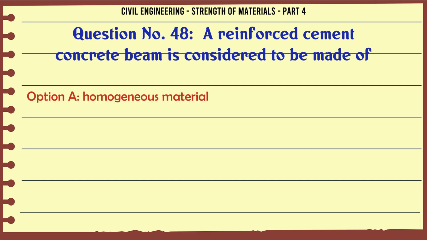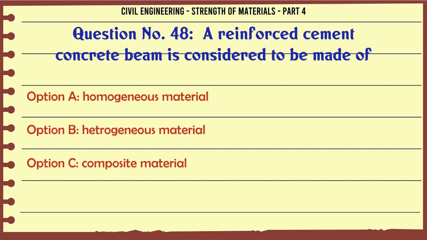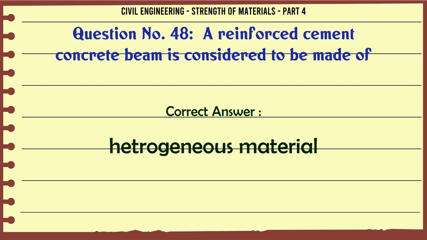A reinforced cement concrete beam is considered to be made of A. Homogeneous material. B. Heterogeneous material. C. Composite material. D. Isotropic material. The correct answer is heterogeneous material.